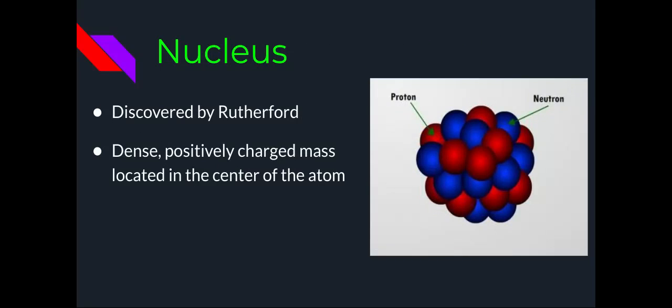So J.J. Thomson discovered the existence of electrons, and Ernest Rutherford and his students discovered the nucleus. The nucleus is a dense, positively charged mass located in the center of the atom. That's the last slide for this introductory PowerPoint.